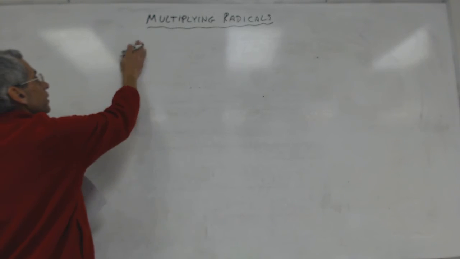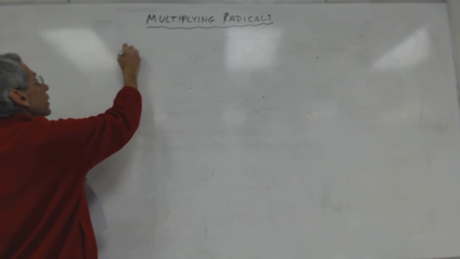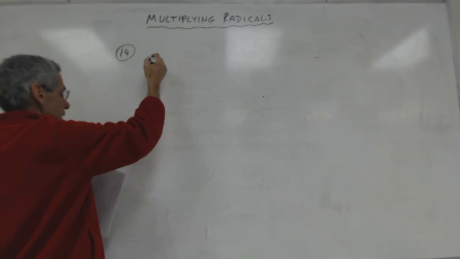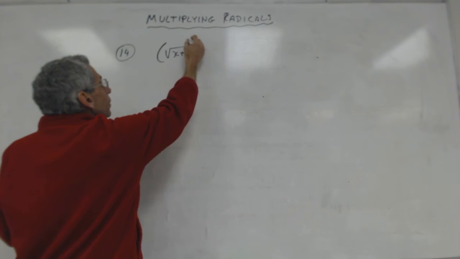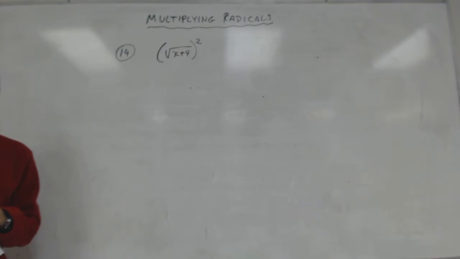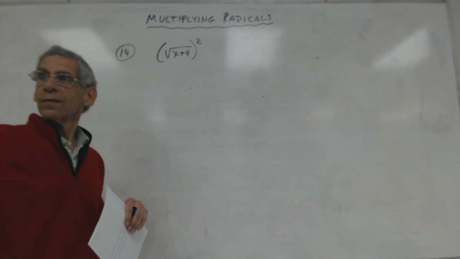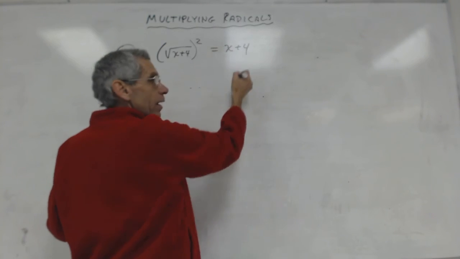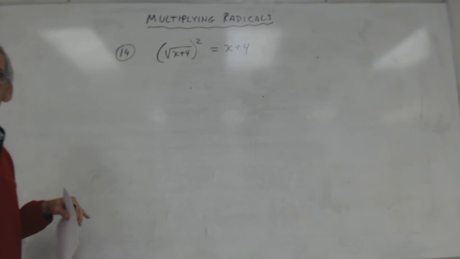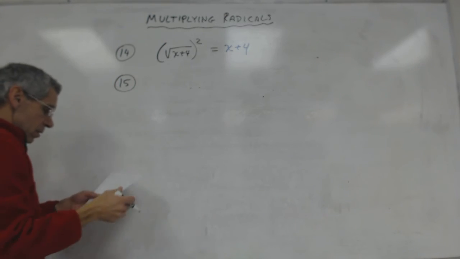Alright, what if I gave you this? Oh, it's just X plus 4. It's just X plus 4 squared. Right? Yes? You guys got this? Yeah, I get it.